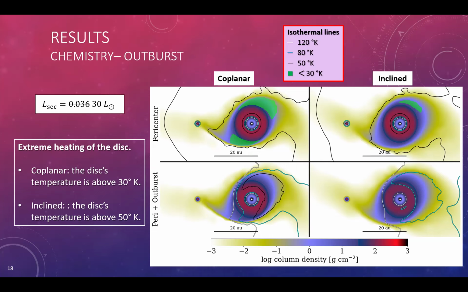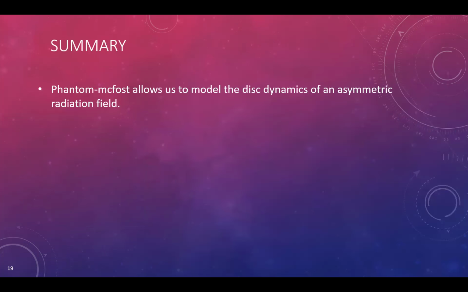In this case, you can observe that there's a portion of the disk that remains below 50 degrees. But now, with the same luminosity increment, you can practically heat your whole disk to temperatures above 50 Kelvin. So the relevance of inclination when you are irradiating your disk is really, really important. So yeah, to finish.